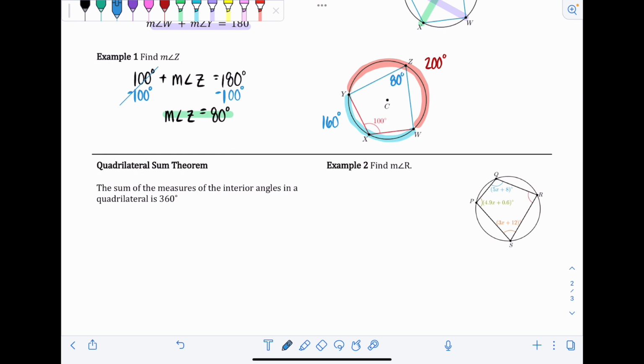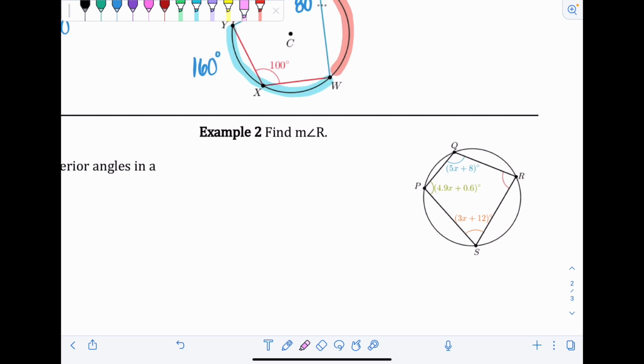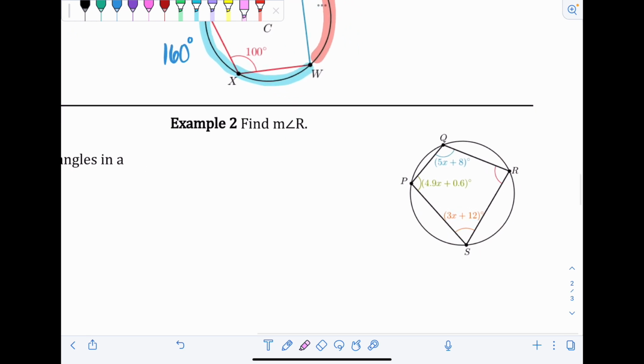Okay, moving down. The quadrilateral sum theorem says the sum of the measures of the interior angles in a quadrilateral is 360 degrees. So all four of the internal angles, the angles that are within the quadrilateral, are going to add up to 360. For example 2, we want to find the measure of angle R. So we know that eventually angles P, Q, R, and S will all add up to 360. That's what the quadrilateral sum theorem states.